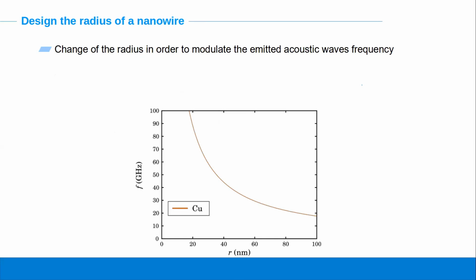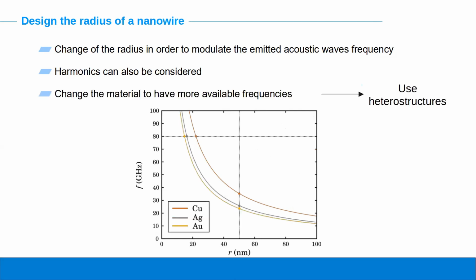Another way to modulate the frequency of the emitted wave could be to use harmonics, but unfortunately, the generation of harmonics and the emission of acoustic waves by the harmonics are not very efficient processes. Another approach would be to change the material to have different elastic properties, for example, in this case, use gold or silver instead of copper. But we are still limited in the number of accessible frequencies. We want to have more choice.